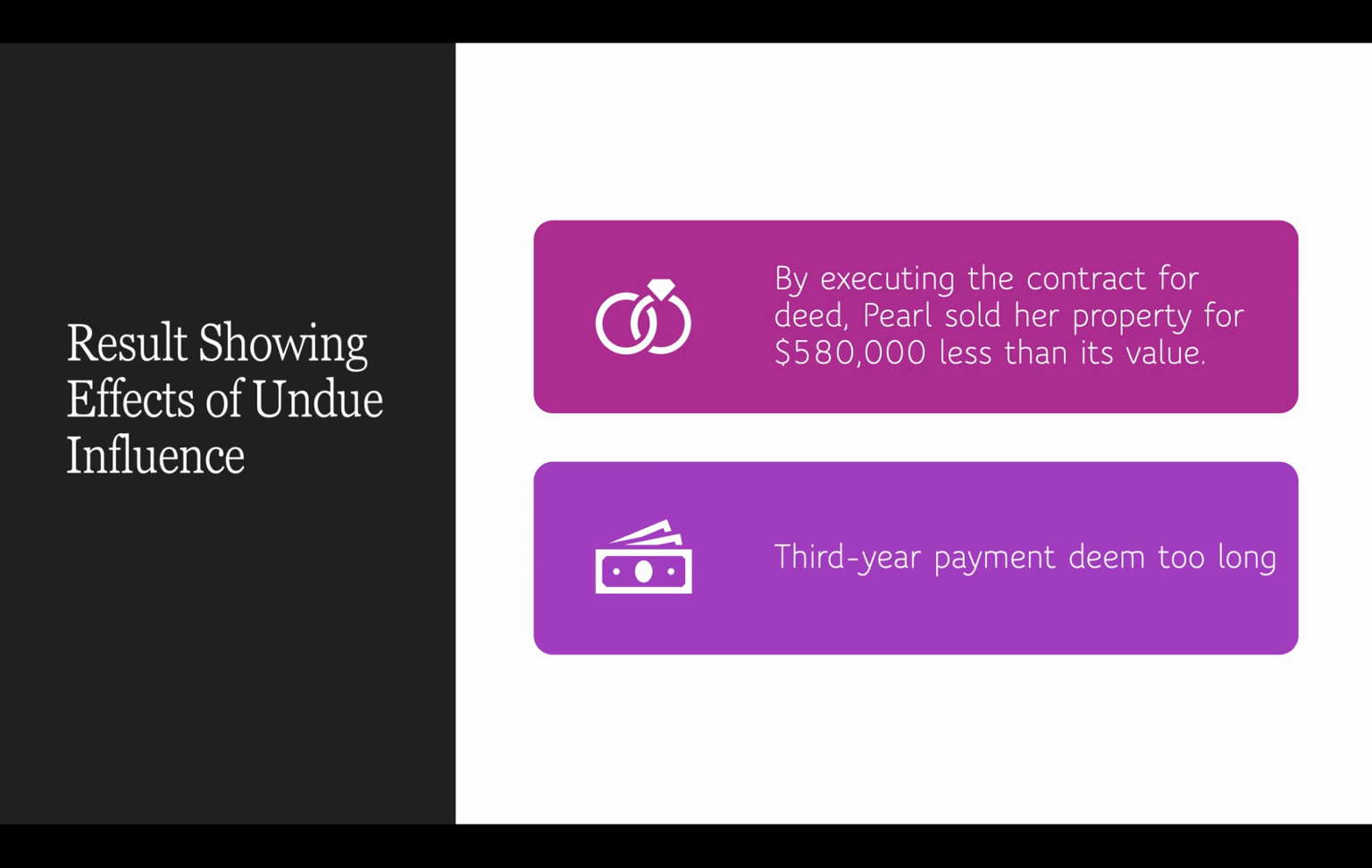And the next test talks about the result showing the effects of undue influence. By executing the contract for deed, Pearl sold her property for $580,000 less than its value. Besides this, the 30-year payment term was too long, as Pearl was already 84 years old. So in order for her to fully receive the payment of the mortgage, she would have to live until 114 years old, which is nearly impossible.